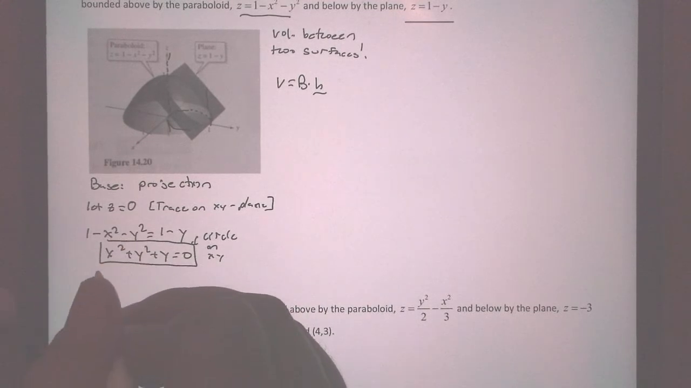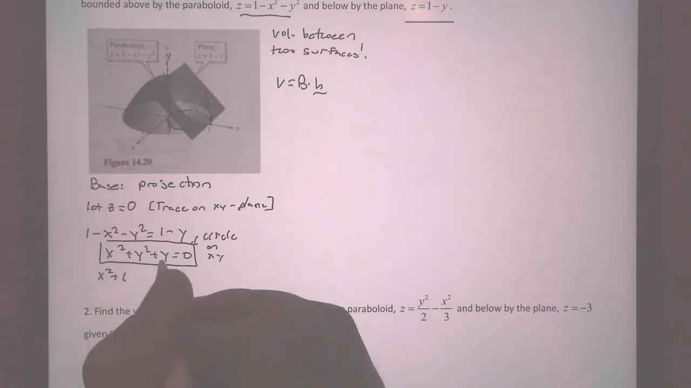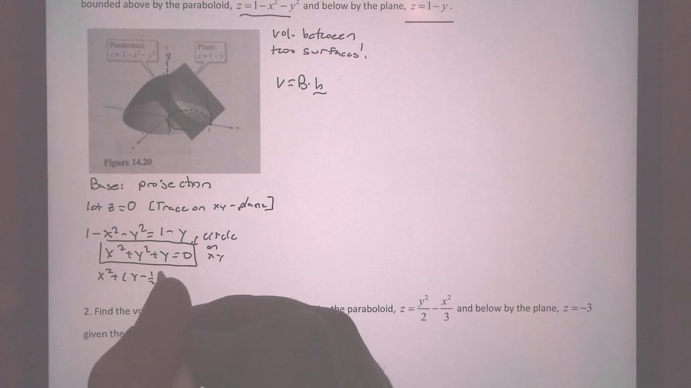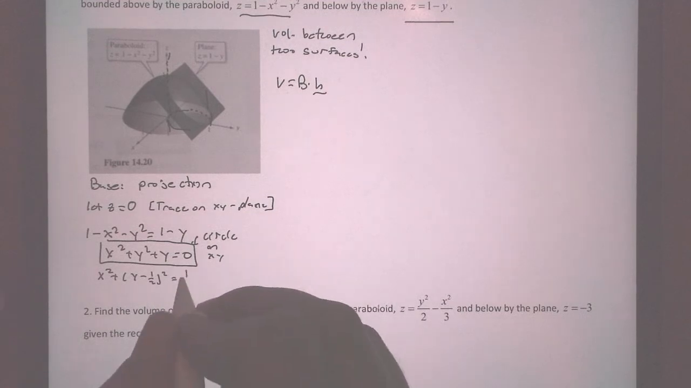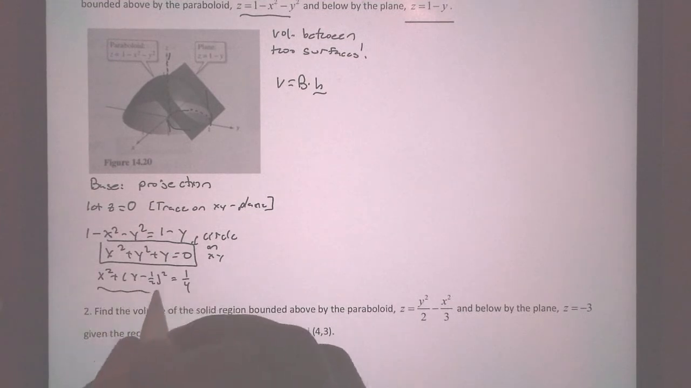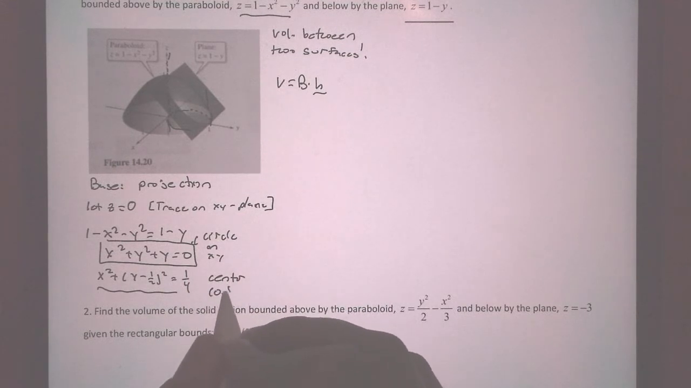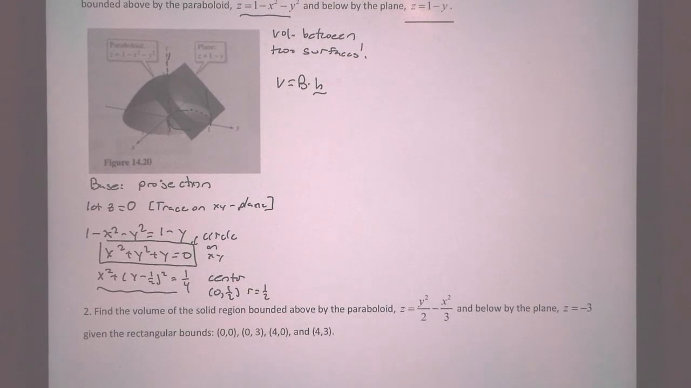If we complete the square, we get x squared plus, this becomes, half of 1 is 1/2, square we get 1/4, so we get y minus 1/2 squared equal to, remember this was at 1/4, so to fix it we're going to add 1/4 to the other side, and there we have our circle equation. We know our center is going to be 0, 1/2, and the radius is also 1/2 right there.